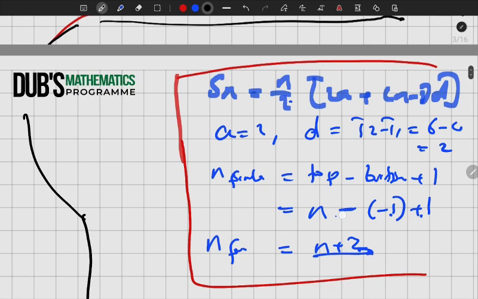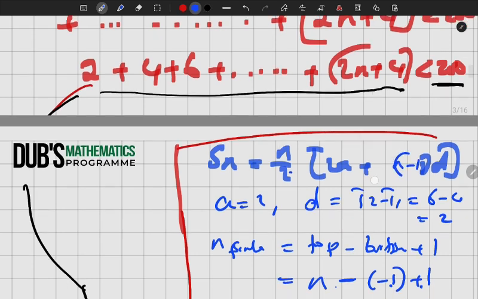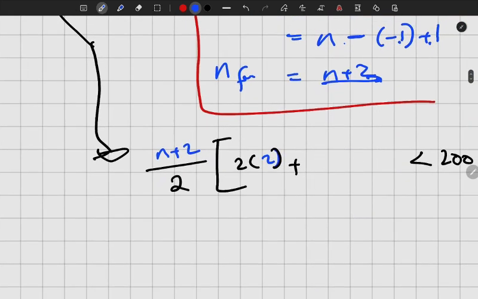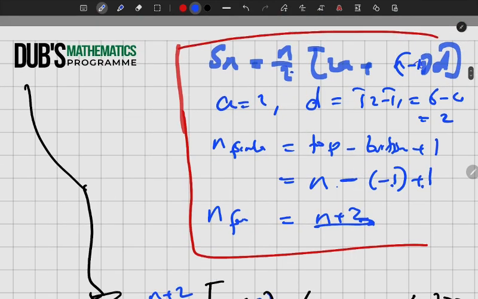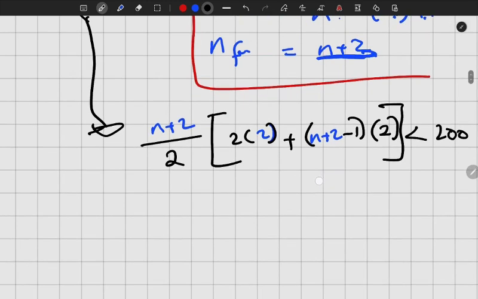Our d is 2 as well. No, this is n minus 1. This one is n minus 1 times d. So here we have n minus 1 times d. Firstly, what is n? Our n for the formula is n plus 2, and then minus 1 times d, which is 2. And then this will be less than 200.